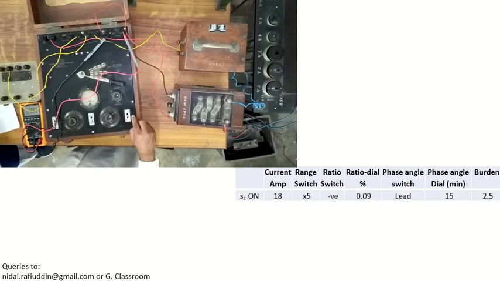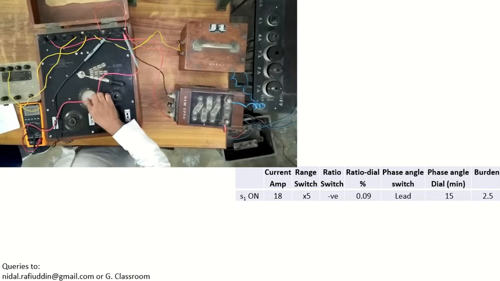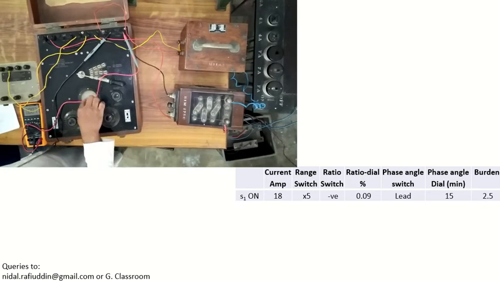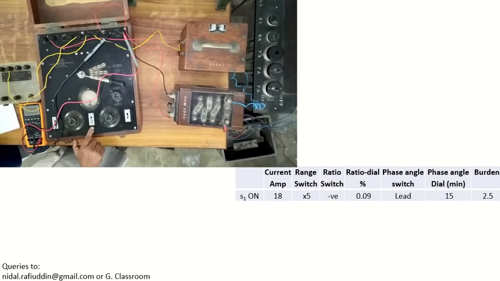We observe the first set of readings where switch S1 was on, and we have a current of 18, range switch at 5, which means that the current will be multiplied by 5. The ratio switch is negative. The ratio dial percentage is 0.09. The phase angle switch is leading. The phase angle dial is 15 minutes and the burden is 2.5 VA.